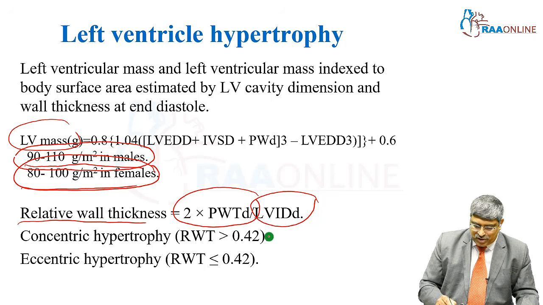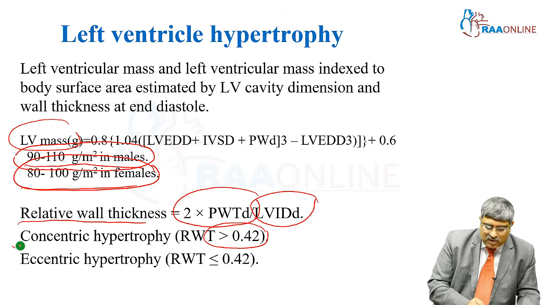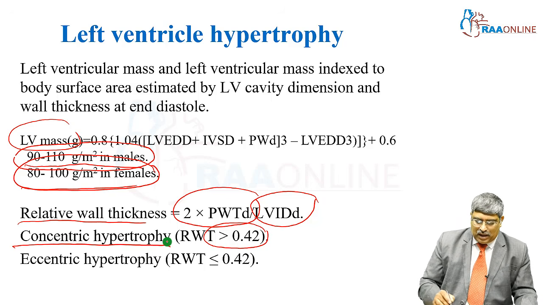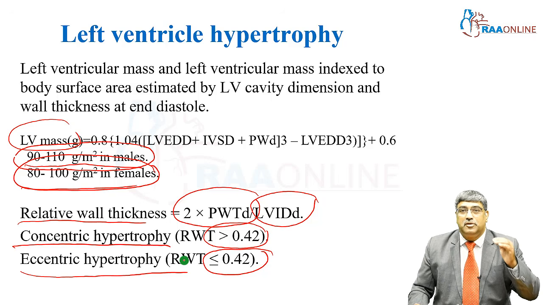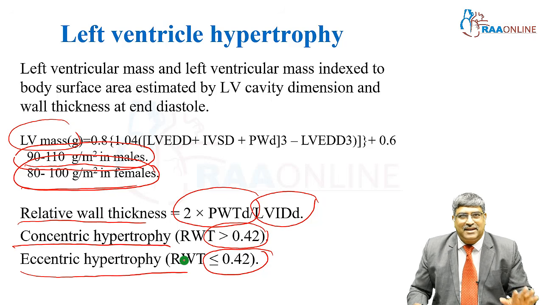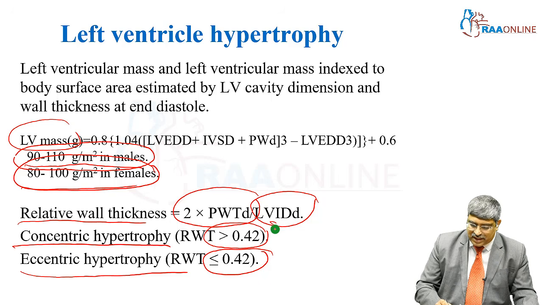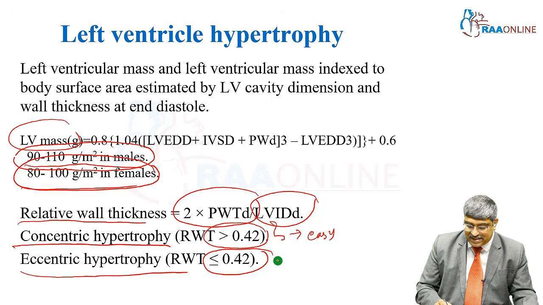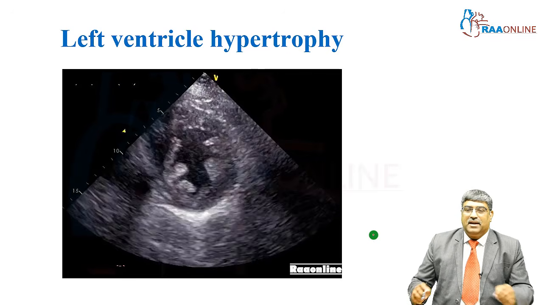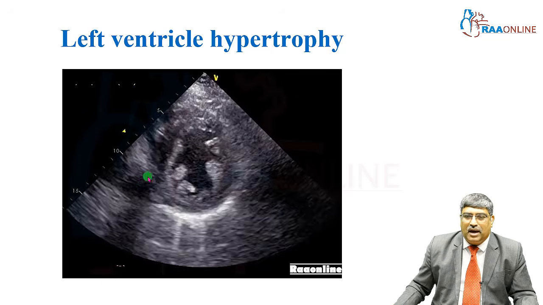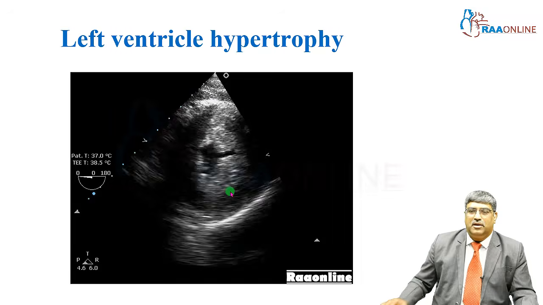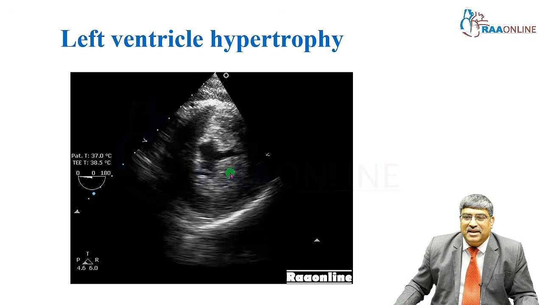If this ratio is greater than 0.42, it is concentric hypertrophy, and if it is less than 0.42, it is eccentric hypertrophy. Concentric hypertrophy is slightly easy to treat, but eccentric hypertrophy is very difficult to treat. And here you can see moderate hypertrophy, and this one is severe hypertrophy.